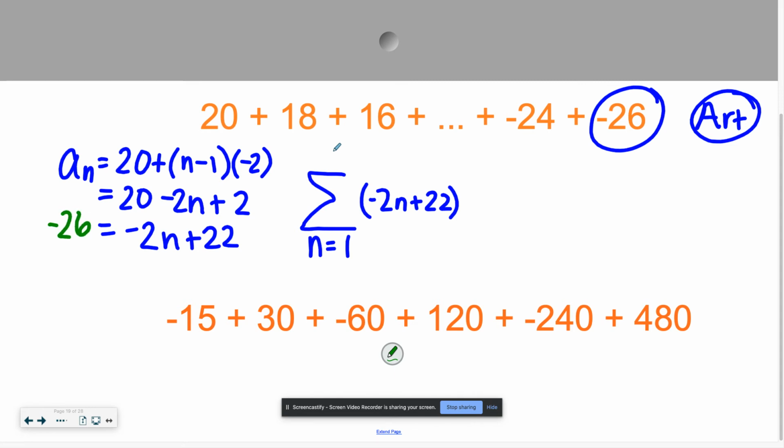So if I take negative 26 and minus 22 from that, and then divide that by negative 2, I should get 24. So this is actually my 24th term. So I know that I need to do the 24 terms. Okay, so all of this stuff we've already learned has come back.